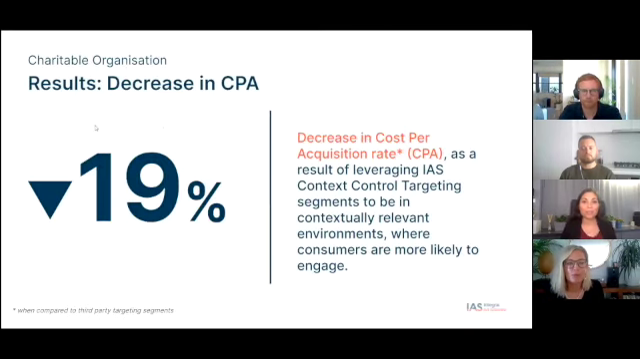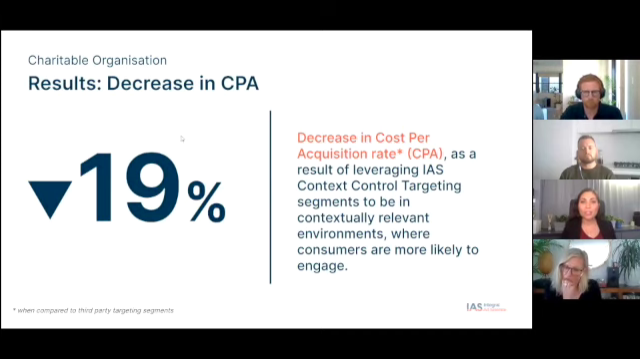Thanks, Sam. Being able to drive performance and efficiency for a business, especially when it's a charitable organization, is a great win. This charity leveraged topical targeting segments to reach their ideal audience, and they drove performance and efficiency with our contextual targeting. In this campaign, there was a significant decrease in the cost per acquisition rate when compared with third-party targeting of 19%.